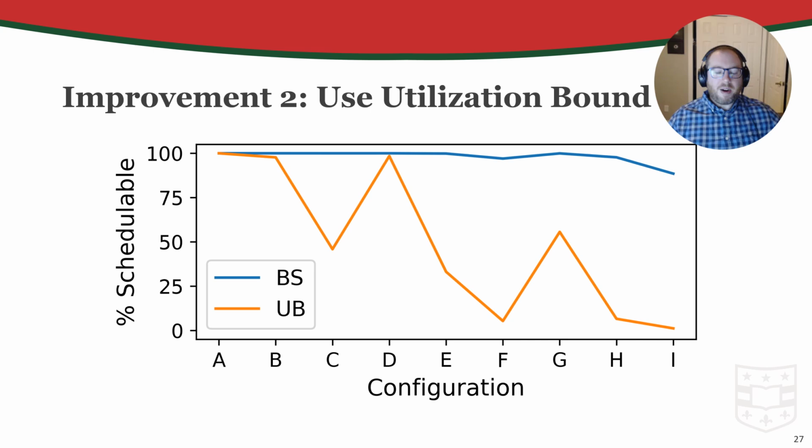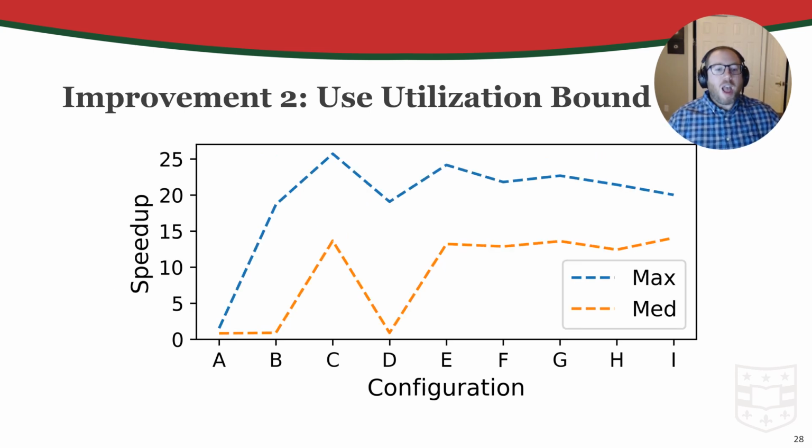So we compared the binary search algorithm to this utilization bound algorithm, and we can see that the binary search is more optimistic. In other words, it enables more task systems to be compressed to a schedulable configuration. However, the utilization bound provides significant speedups, running up to 25 times faster than the binary search, which itself was up to almost 100 times faster than the original linear search.